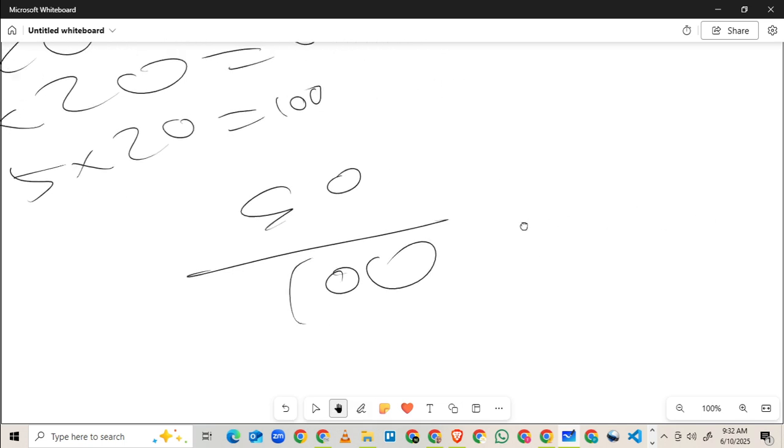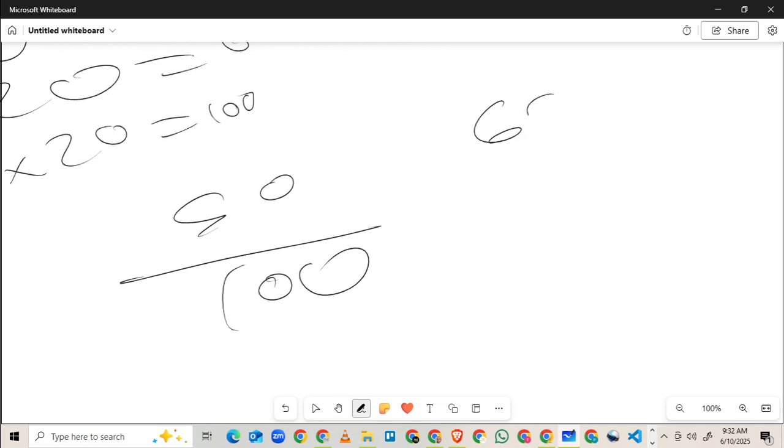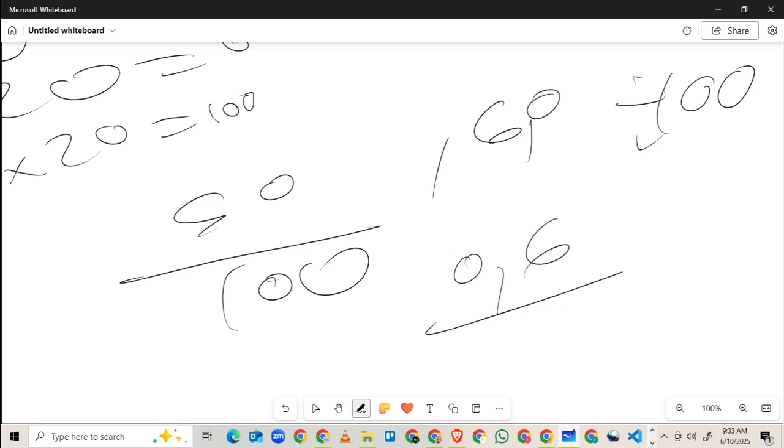So if you look at what happens, let's say you have 60 divided by 100. I don't know if you guys know scientific notation, but there's 100. So I'm going to move the decimal place twice. So it's going to be 1, 2. So 0.6. That's how I did it.